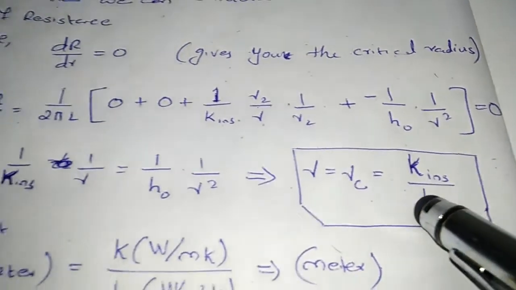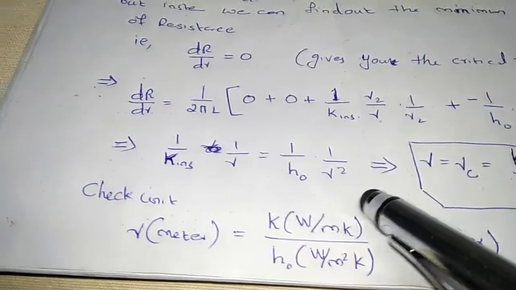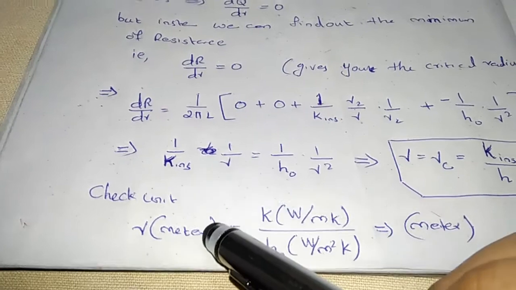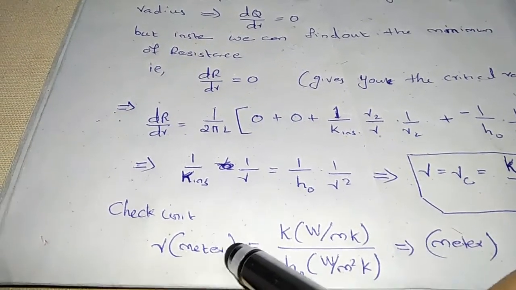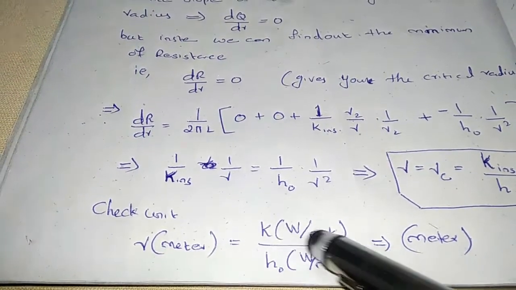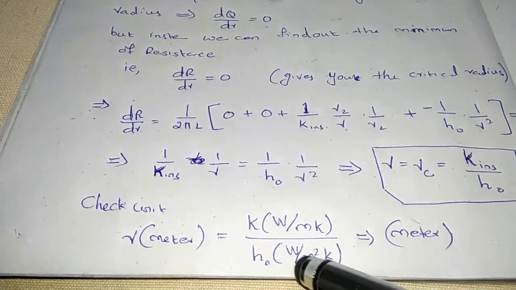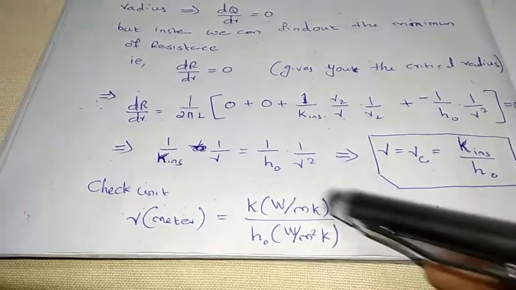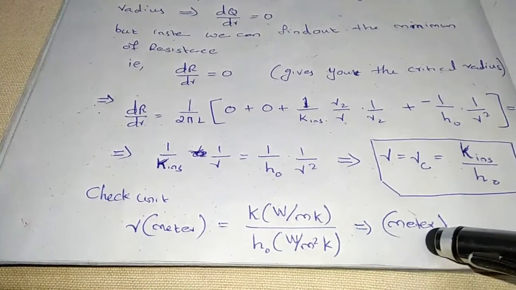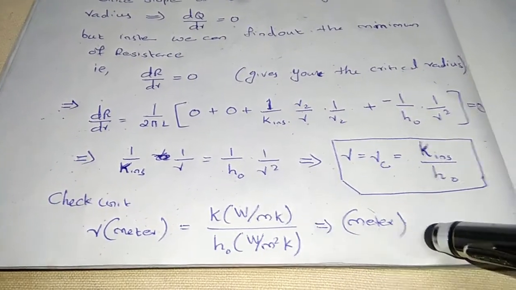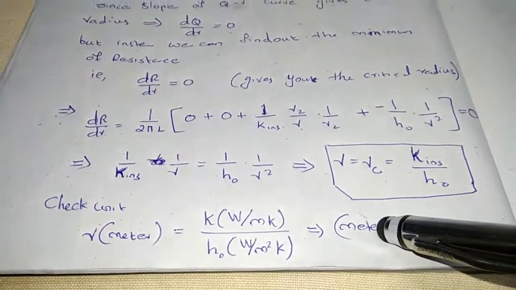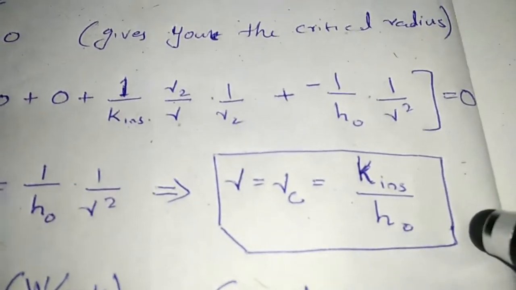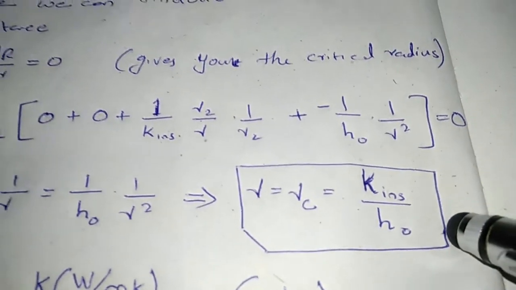We have to check whether it is dimensionally correct. The radius has a dimension of unit meter, the thermal conductivity is in watts per meter Kelvin, and the convection coefficient is in watts per meter squared Kelvin, and the ratio of these two terms will give a unit of meter. That means it's dimensionally verified. This is the formula we have obtained for the critical radius.